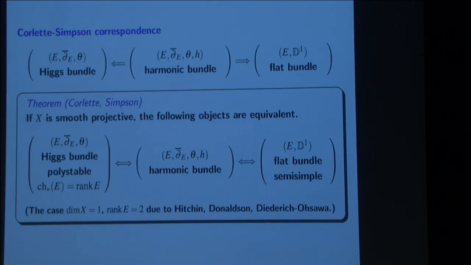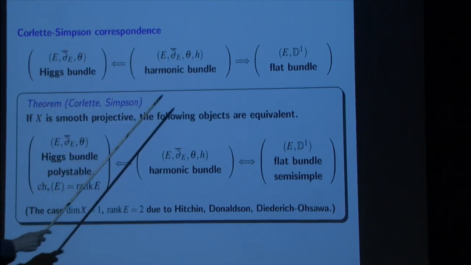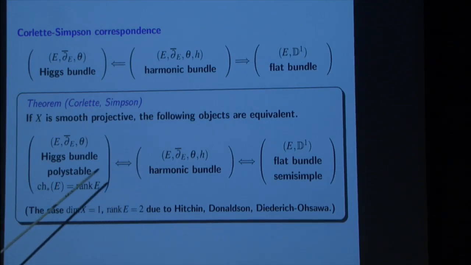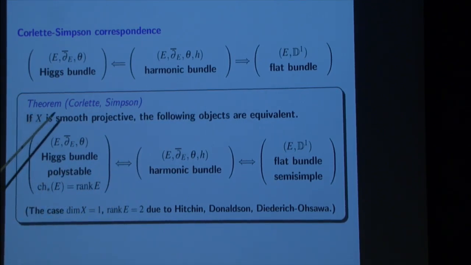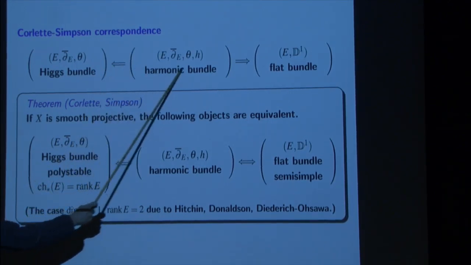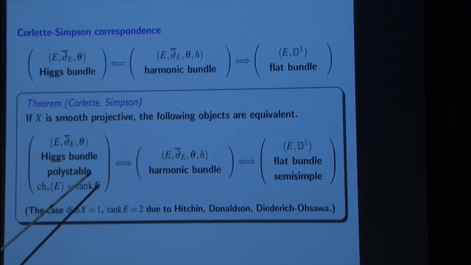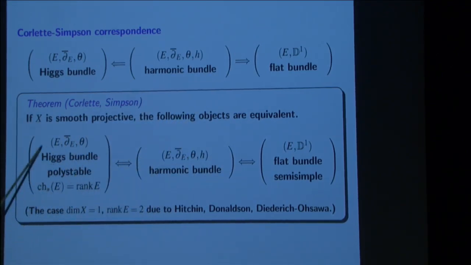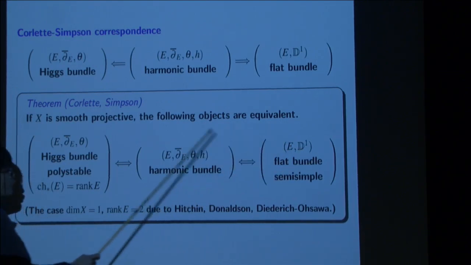And as for the characterization of semisimplicity, let me mention the fundamental theorems in the study of harmonic bundles. So by definition, harmonic bundles have the underlying Higgs bundle and the underlying flat bundle. And according to Corlette and Simpson, if the base space is smooth projective, then this correspondence induces the equivalence of harmonic bundles, Higgs bundles and flat bundles on projective manifolds.